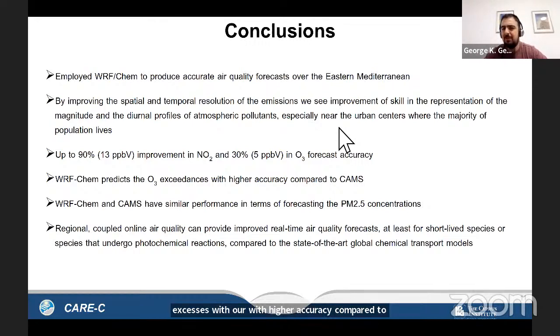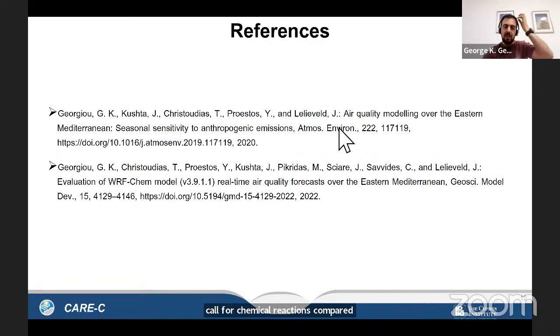Both models had similar performance in terms of forecasting PM2.5 concentrations, and we end up with a take-home message that regional coupled online air quality models can provide and improve the real-time air quality forecast, at least for short-lived species that undergo photochemical reactions, compared to the state-of-the-art global chemical transport models.